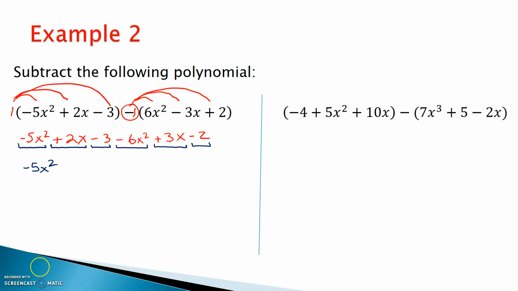Negative 5x squared. Alright, so I had to answer the door real quick and I lost my place. So we had negative 5x squared, remember, standard form. Negative 6x squared. That's the next one. Any more x squareds? Nope. So let's move on to the x's.